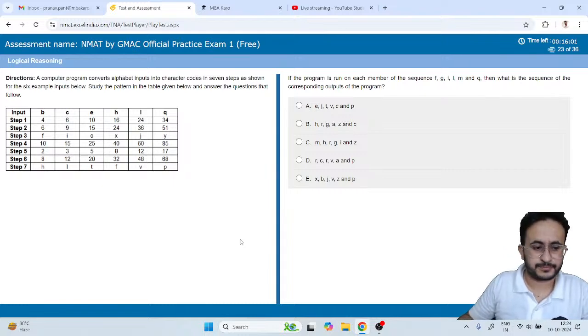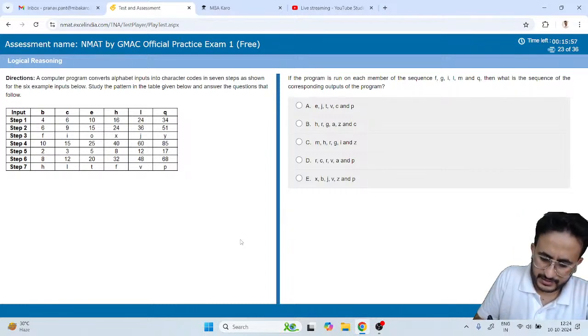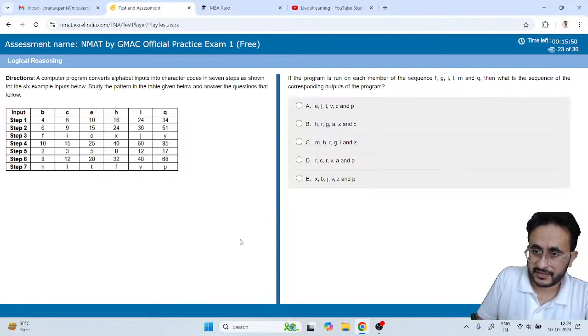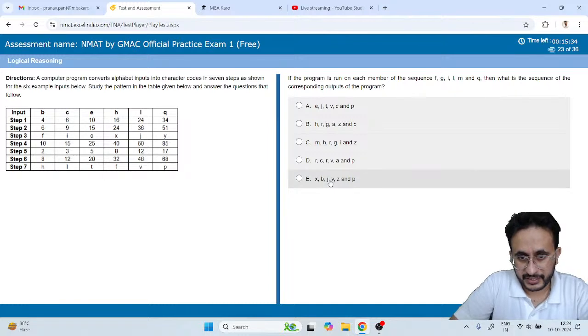So F, G, I, L, M, Q are 6, 7, 9, 12, 13 and 17. Okay, multiplying by 4 gives 24, 28, 36, 48, 52, and 68. Right, so the last should be Z, the second last should be Z, 52 will be Z, and the first will be X. So I can check this option.